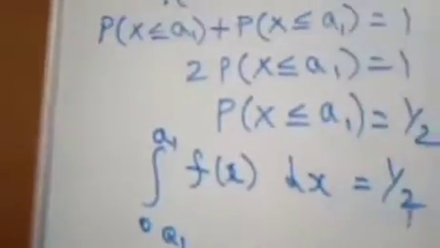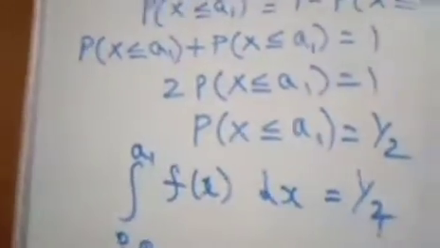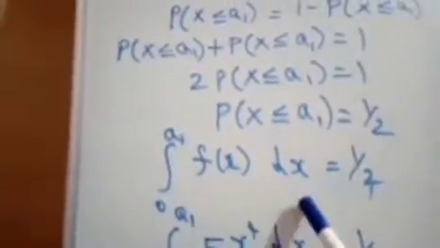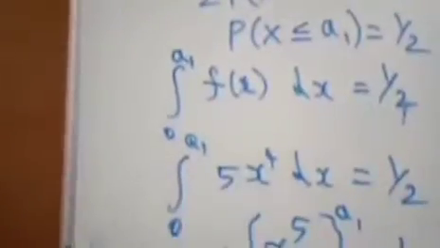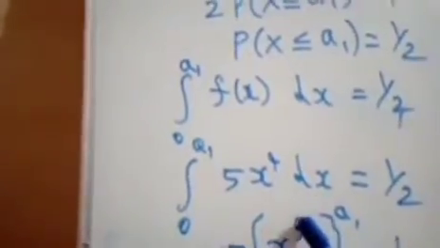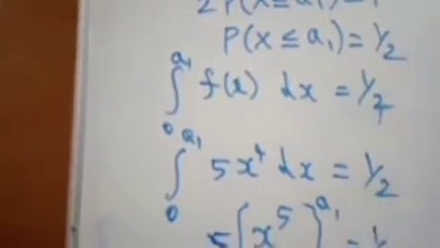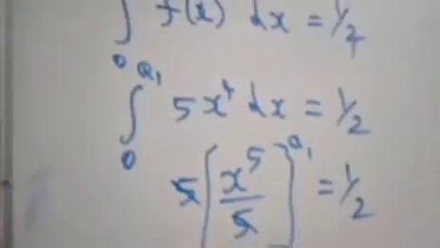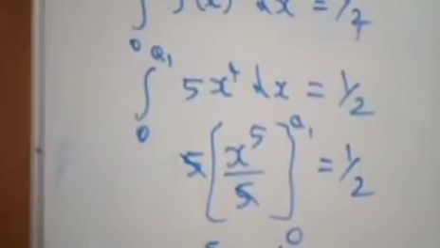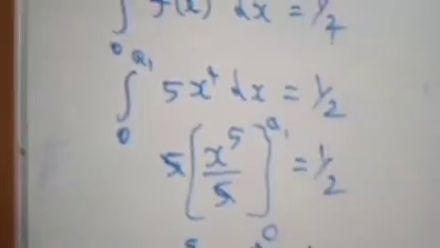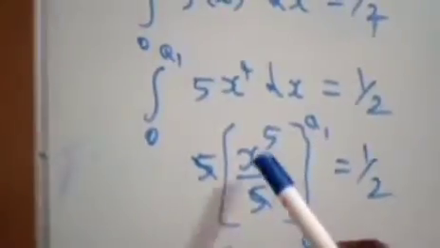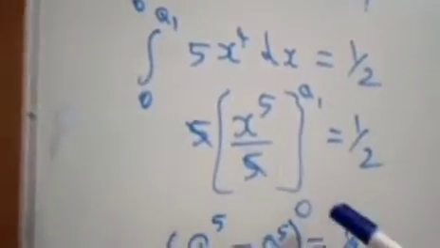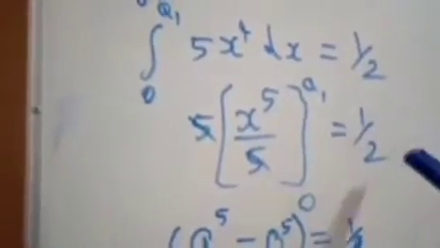Now, what is the idea from the definition for this one? That is, the integral from 0 to a1 of f of x dx is equal to 1 by 2. So the integral from 0 to a1 of 5x power 4 dx equal to 1 by 2. Let us take 5 outside because it does not change anything in the integration. The integral of x power 4 is x power 5 by 5, and the 5 cancels. So with lower limit 0 and upper limit a1, it is equal to 1 by 2.